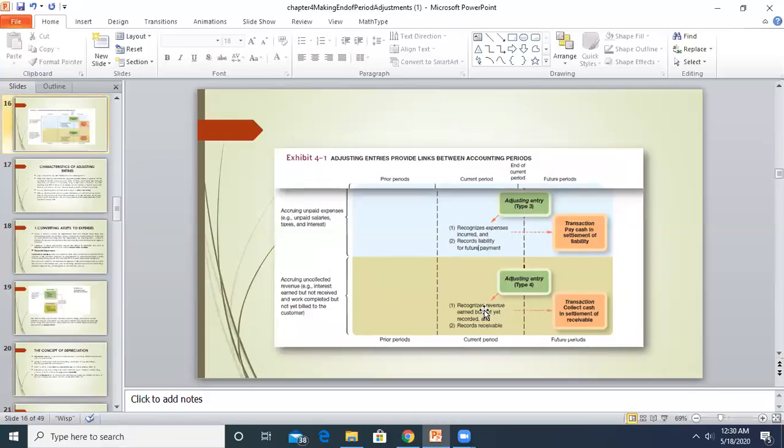So this is the second diagram, and it discusses accruing unpaid expenses, unpaid salaries, and then accruing uncollected revenue. So that means that it has nothing to do with the prior period, it relates to the current period as well as the future periods. So these are the adjusting entry type 3, and here is adjusting entry type 4. So whatever we have studied till now in the theory, now it is being depicted in this diagram, and very well depicted, and I hope you will revise it and connect it with the theory we have studied and practice it.